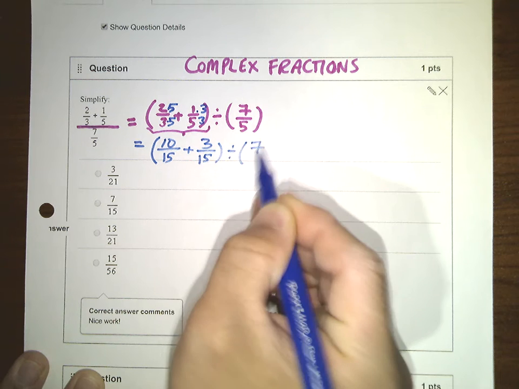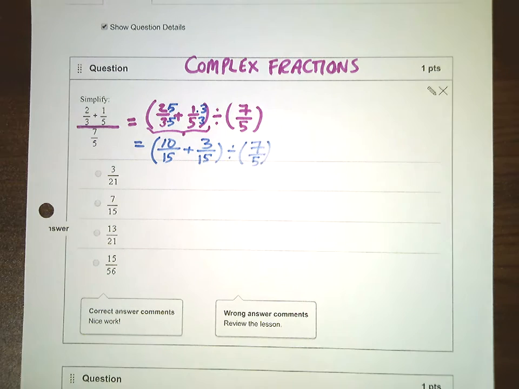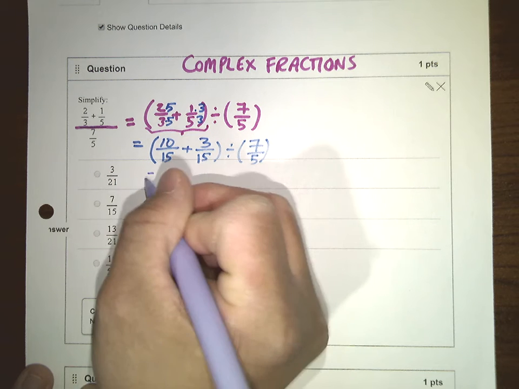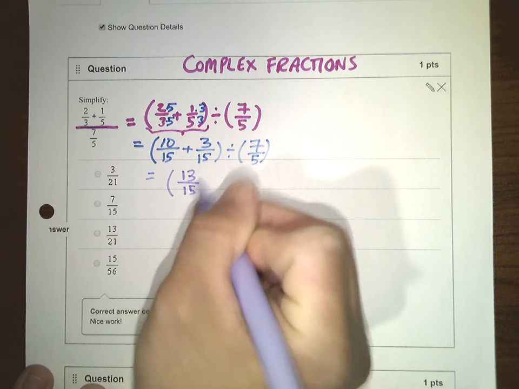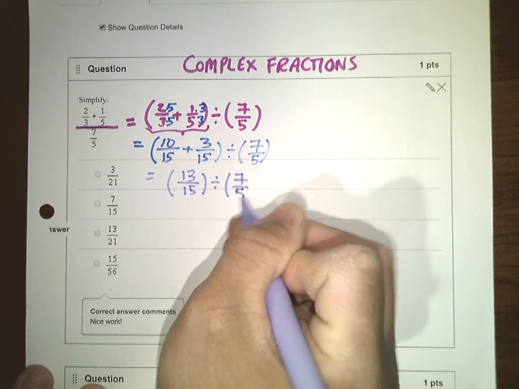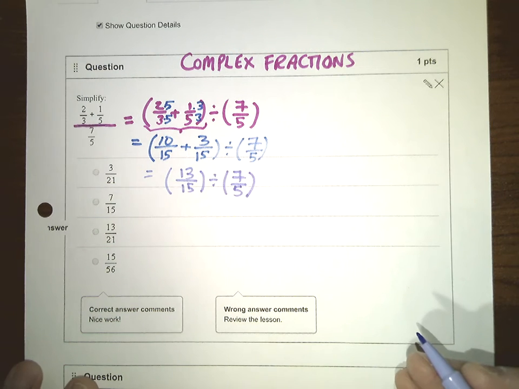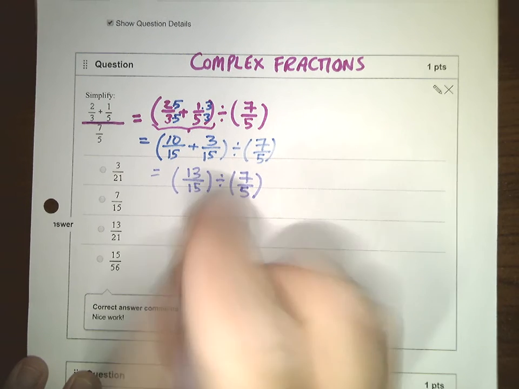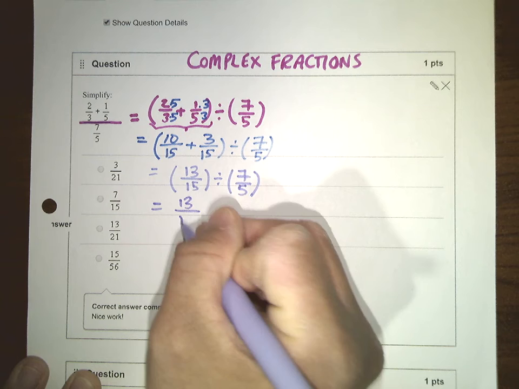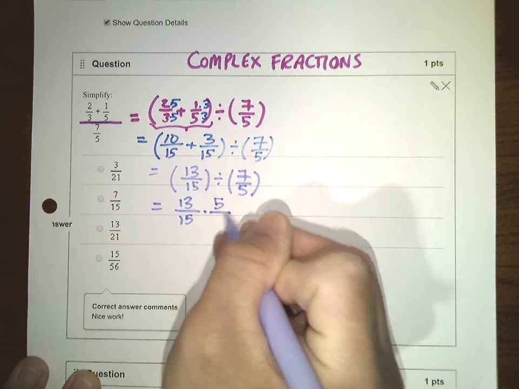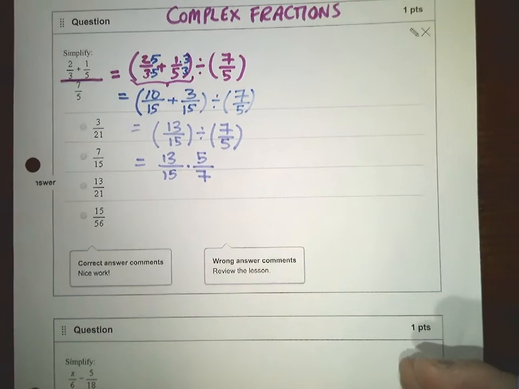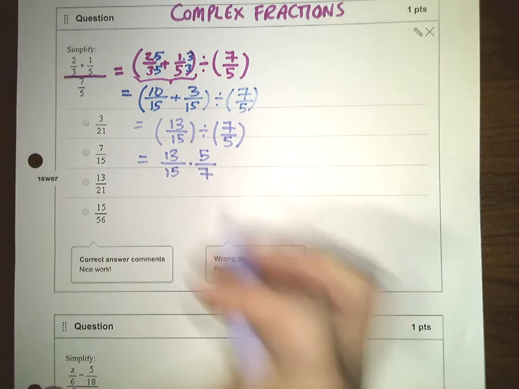Then divide it by 7/5. Then I will do the adding here. So I have 10/15 plus 3/15. That will be 13/15 divided by 7/5. And then when I divide fractions, I just multiply by the reciprocal of the divisor here. So this will be 13/15 times 5/7. And then I can go ahead and cancel or divide out any common factors.